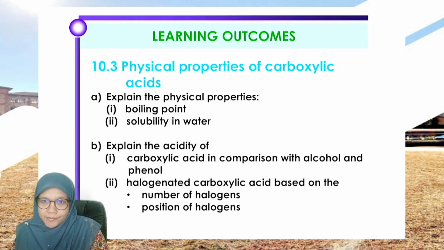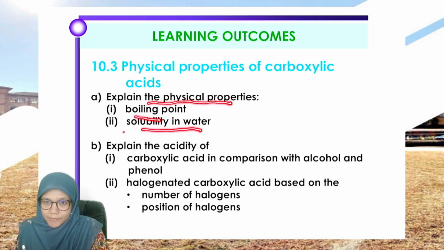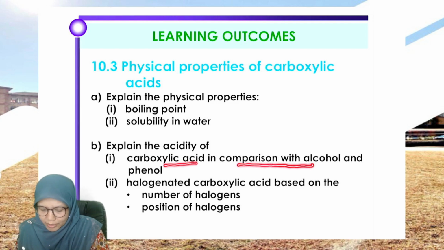For 10.3, we are going to discuss physical properties of carboxylic acid. The learning outcome is A. Explain the physical properties: 1. Boiling point. 2. Solubility in water. B. Explain the acidity of carboxylic acid in comparison with alcohol and phenol. And 2. Halogenated carboxylic acid based on number of halogens and position of halogens.